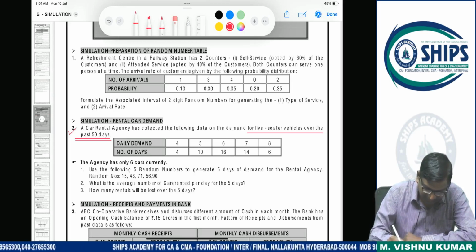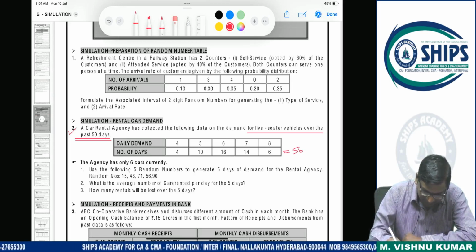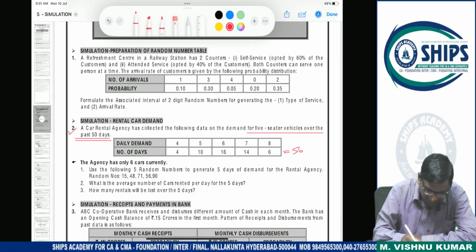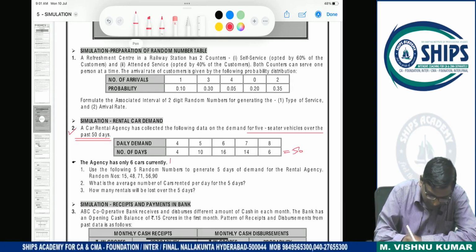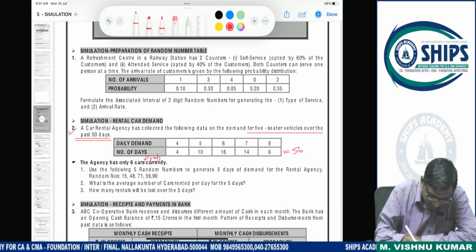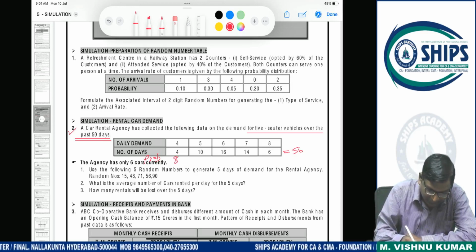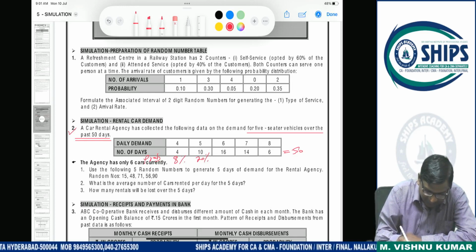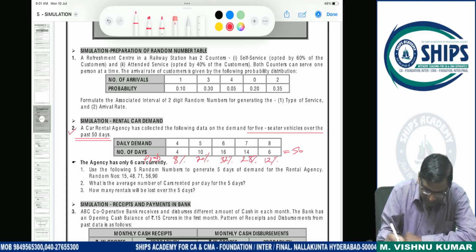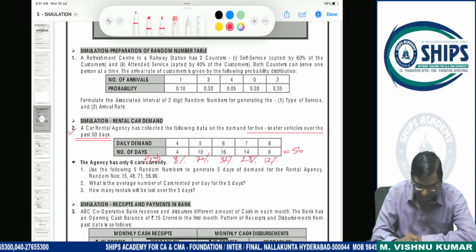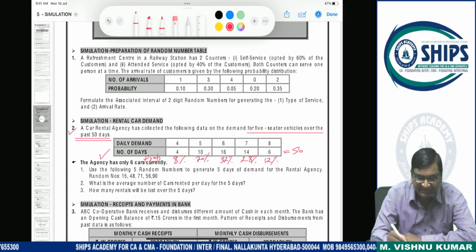So first, add number of days, 50, because it is already given. Now 4 by 50, if you want to calculate probability, 4 by 50. Say it in points, not 4 by 5 here. 8, 20. These are probabilities. So probabilities will be calculated from number of days.